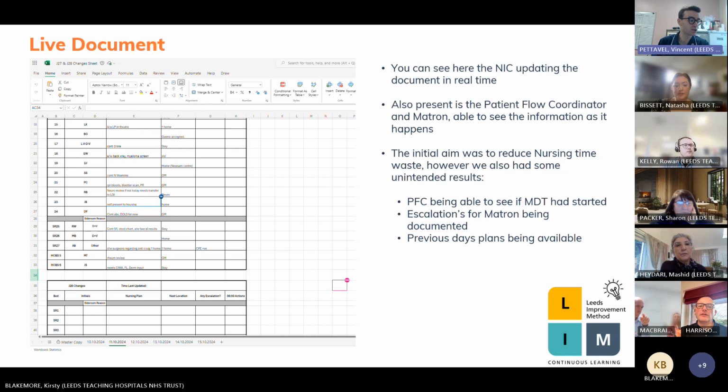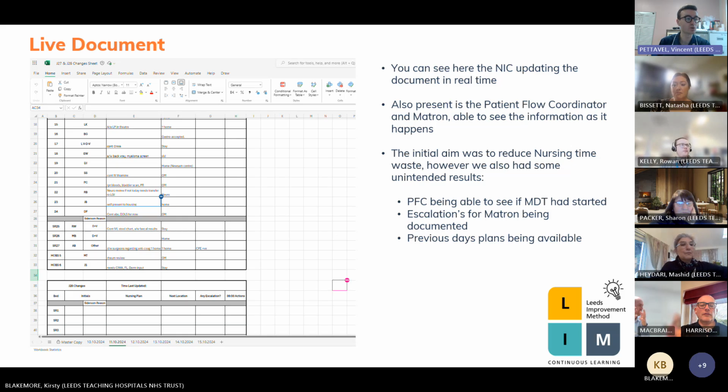You can see the nurse in charge updating the sheet. You can see it's nice and simple and doesn't change in terms of that paper chart. And you can also see a few of Mashid's team lurking in the corner there, ready for those updates. The initial aim was to reduce that nursing time waste. However, we do have some unintended results as well.